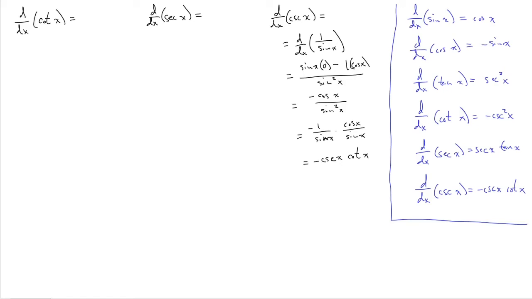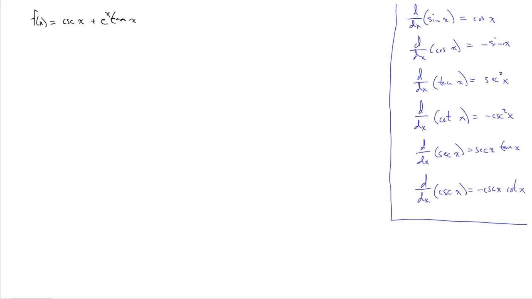Derivative of secant x is secant x times the tangent of x, so the derivative of the cosecant of x is the negative cosecant of x cotangent of x. And if that didn't make any sense, then I'm sorry, you just have to memorize them. So memorize these 6 elementary trig functions, or rather the derivatives of these 6 elementary trig functions. You need to know them.